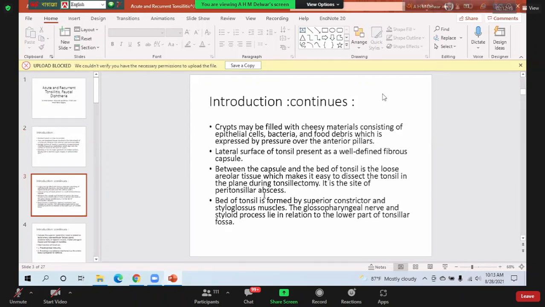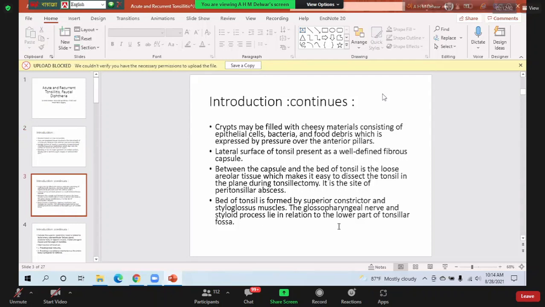It is the site of peritonsillar abscess. Peritonsillar abscess is another lecture, so I do not describe it here. The bed of the tonsil, which is most important, is formed by the superior constrictor and styloglossus muscles. There is a question: what is formed by the bed of the tonsil? The glossopharyngeal nerve is an important relation of the tonsil, along with the styloid process.